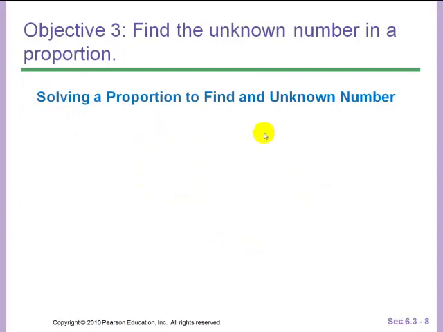Objective 3. Find the unknown number in a proportion. A quick note: there are several ways to solve proportion problems. One method involves using a process called the cross product or cross multiplying. I personally do not like the cross product and cross multiplying because so many students find it too easy, and every time they see a fraction, they do the cross product, no matter what the situation is.